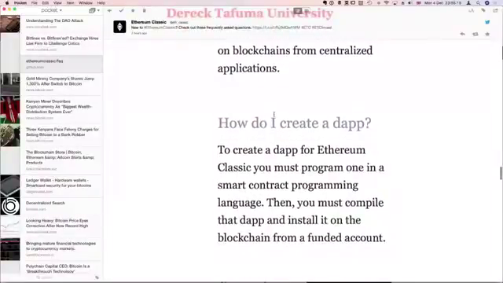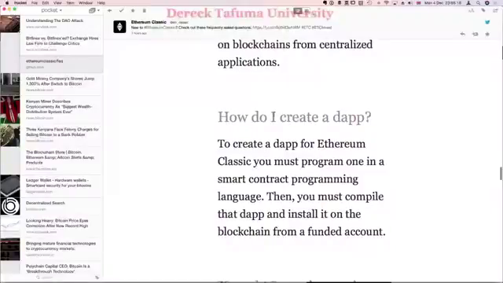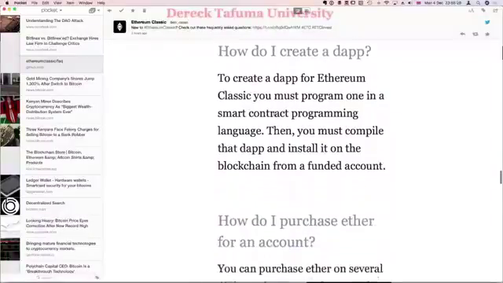How do I create a DApp? To create a DApp for Ethereum Classic, you must program one in a smart contract programming language. Then you must compile that DApp and install it on the blockchain from a funded account. So that's how you do that.